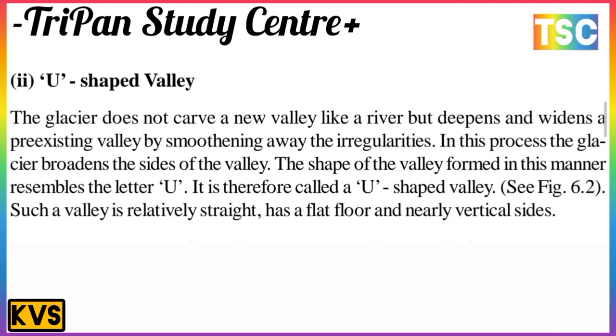The next point is the U-shaped valley. The glacier does not carve a new valley like a river, but deepens and widens a pre-existing valley by smoothing away the irregularities. In this process, the glacier broadens the sides of the valley. The shape of the valley formed in this manner resembles the letter U, so it is called a U-shaped valley. Such a valley has a relatively flat floor and nearly vertical sides.